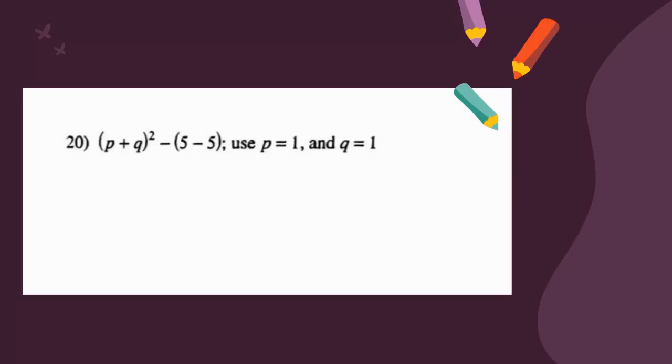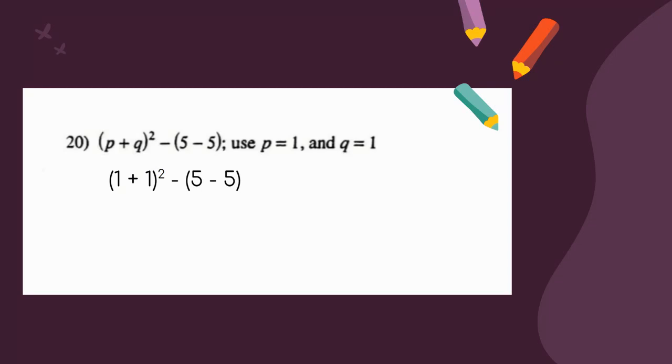Right, so for this example, we want to replace p with 1 and q with 1. So it becomes the quantity of 1 plus 1, to the second power, minus the quantity of 5 minus 5. So it looks like this. Now, using order of operations, because it's two different groupings, we can simplify them at the same time. 5 minus 5 is 0, and we have to do 1 plus 1 first.